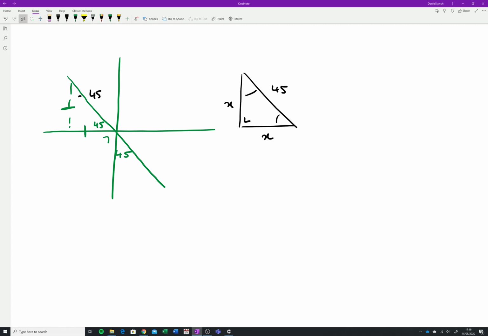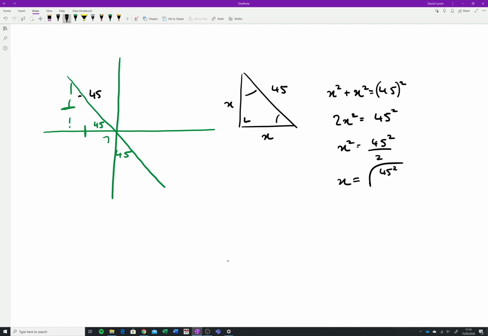So there's a few ways to go about it, I suppose. You can say x squared plus x squared is equal to 45 squared. So 2x squared is equal to, we'll just call it 45 squared. x squared is equal to 45 squared over 2. And x is equal to the square root of that.